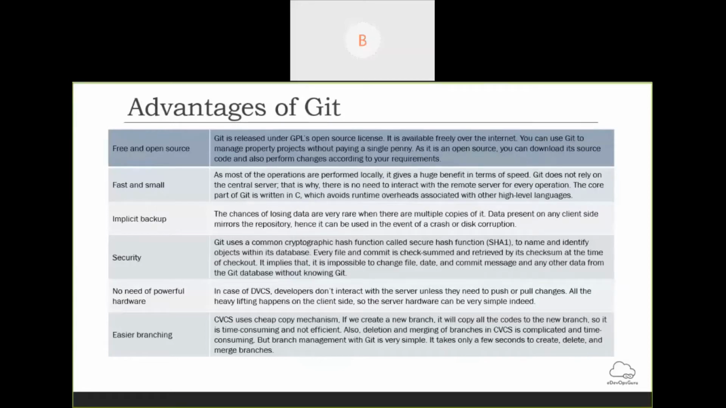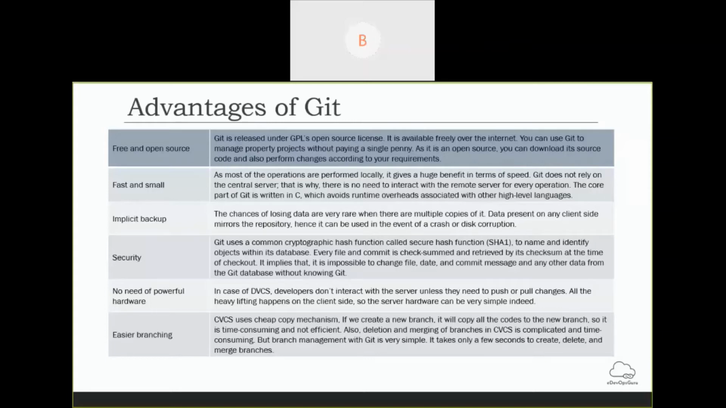So this is just a highlight, that is Git is free and open source. You don't have to pay any money to use it. So it is open source, so you can use it without paying anything. It is fast and small. What is fast? Because everyone is working in their local machine. So whatever changes you are doing, it is fast. And every small change you can do in the local repository.